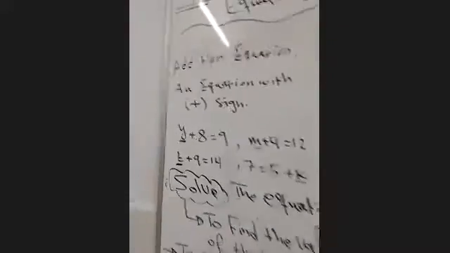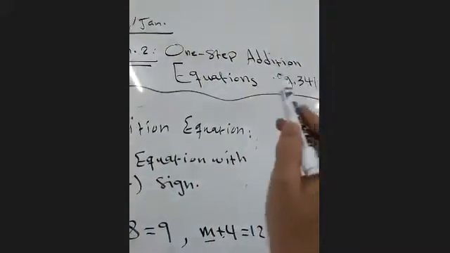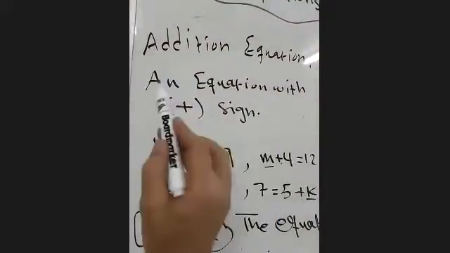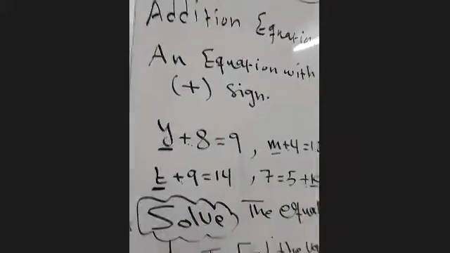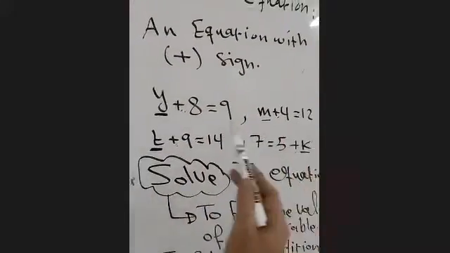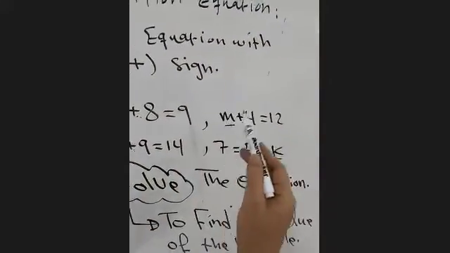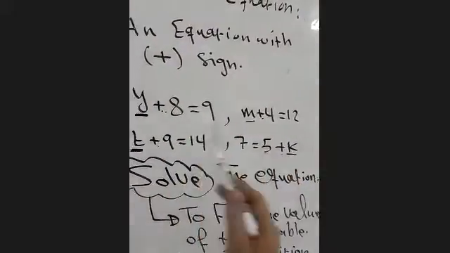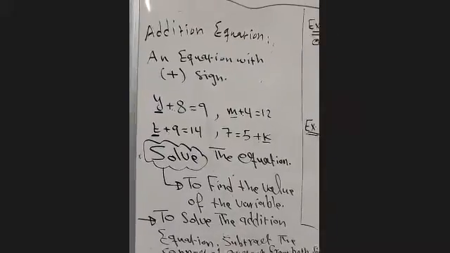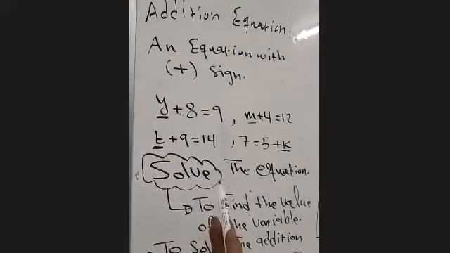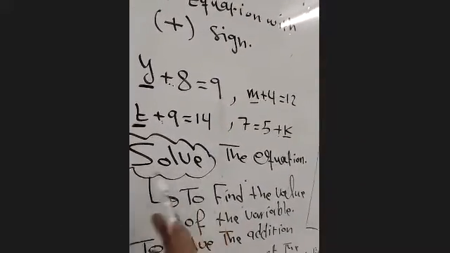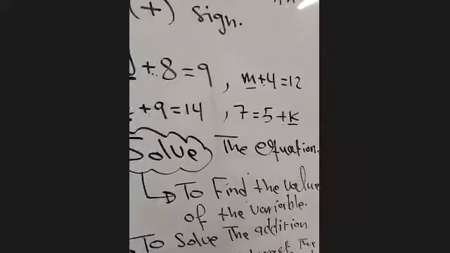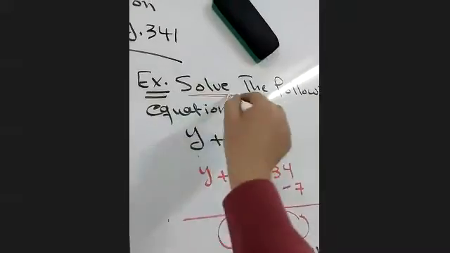Let's revise what we did until now. Today, we will do one-step addition equations. What's the meaning of addition equations? An equation with the plus sign. Like these examples here. Look here. X plus 8, M plus 4, 5 plus K, T plus 9. These are addition equations because they have the addition sign. Now, what's the meaning of the word solve? Solve the equation to find the value of the variable. See the question? Solve.